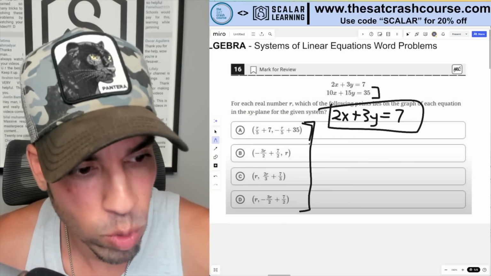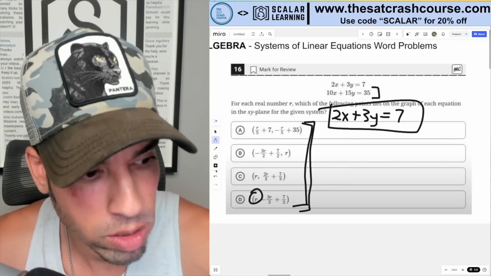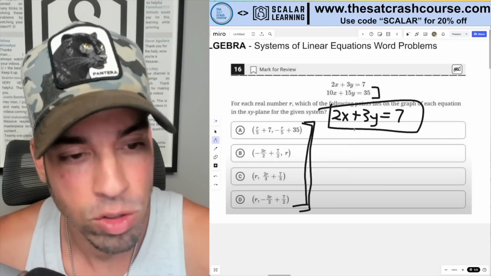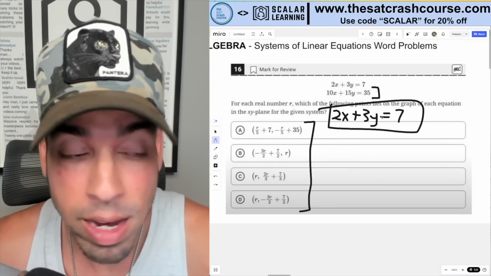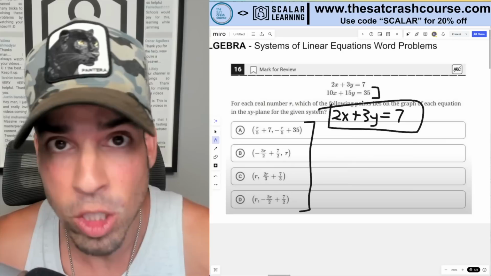So the question is, which one of these options, where we have r as a constant that we don't know what r is, is going to always be on this line? So we can solve it one of two ways. We can solve it by hand or we can solve it using Desmos. So I'm going to show you both options.